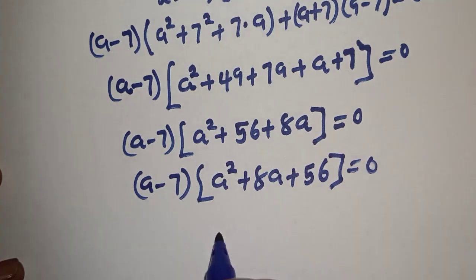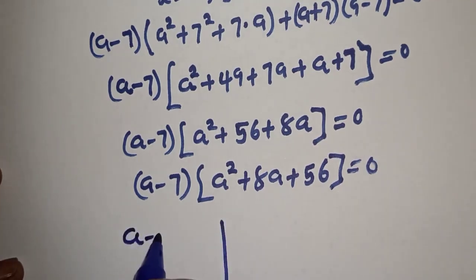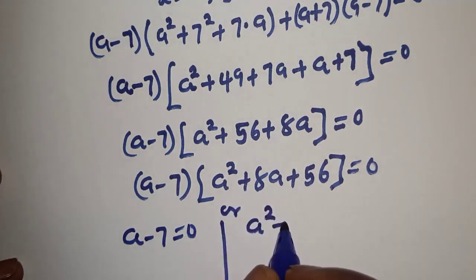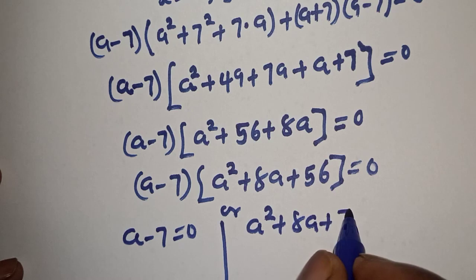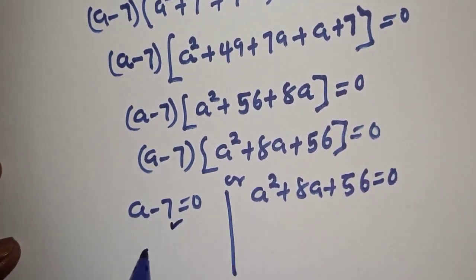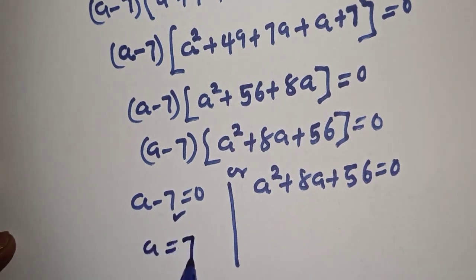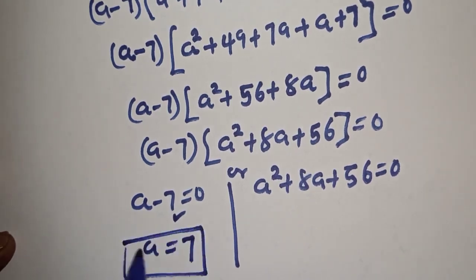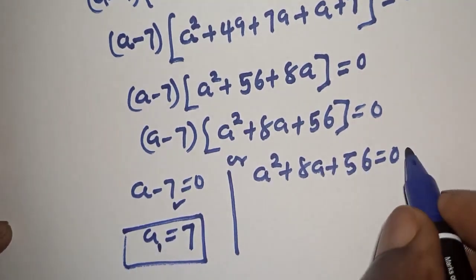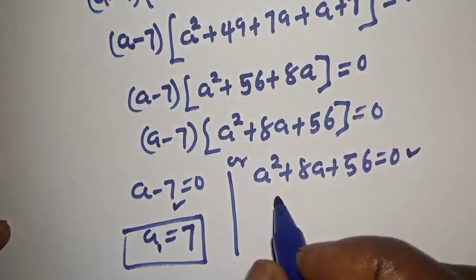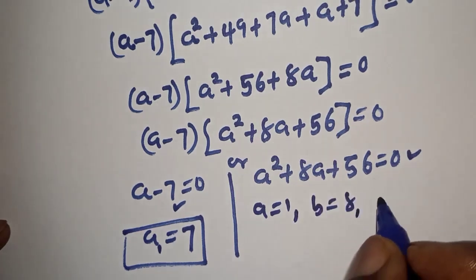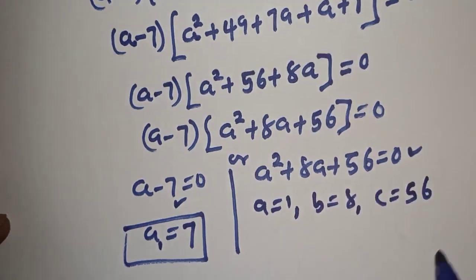There are two cases here. The first case is a minus 7 is equal to 0, or second case, a square plus 8a plus 56 is equal to 0. Now from here, a is equal to 7. This is the first value of a. And from here, this is a quadratic equation. Let's solve this using the quadratic general formula. A is equal to 1, b is equal to 8, c is equal to 56.